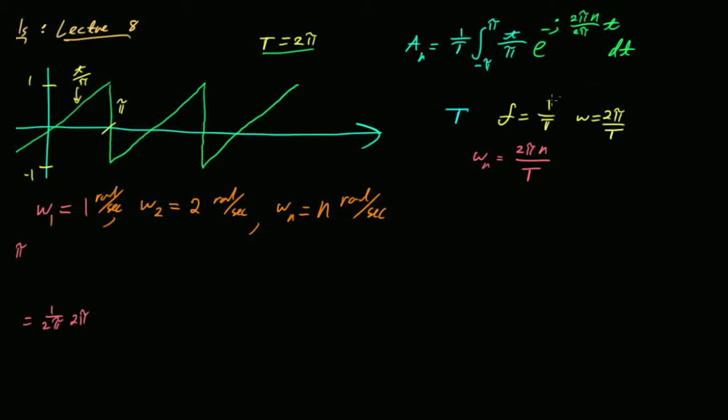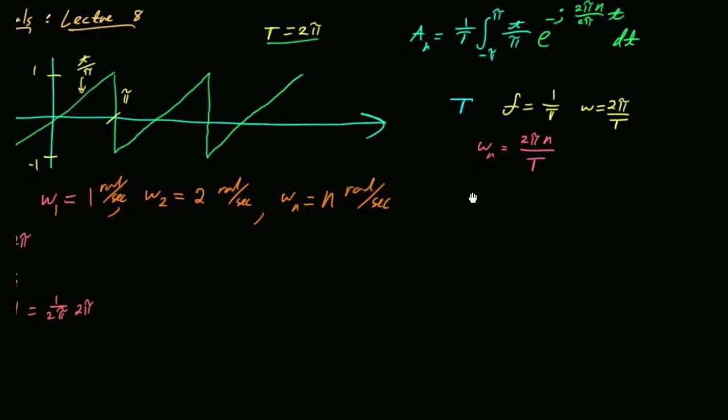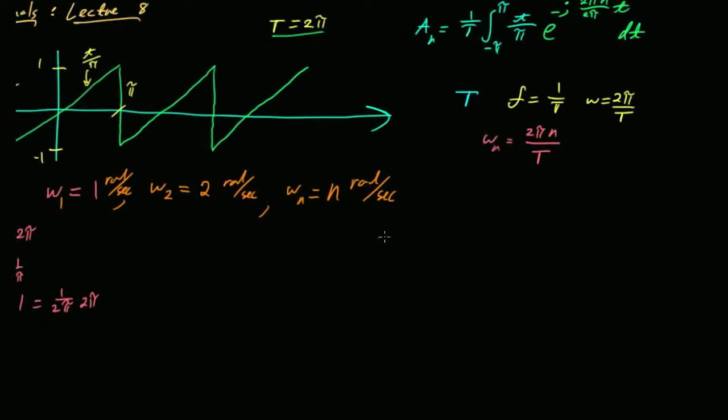So what'd you get? Does anybody remember? E to the j pi over 2.